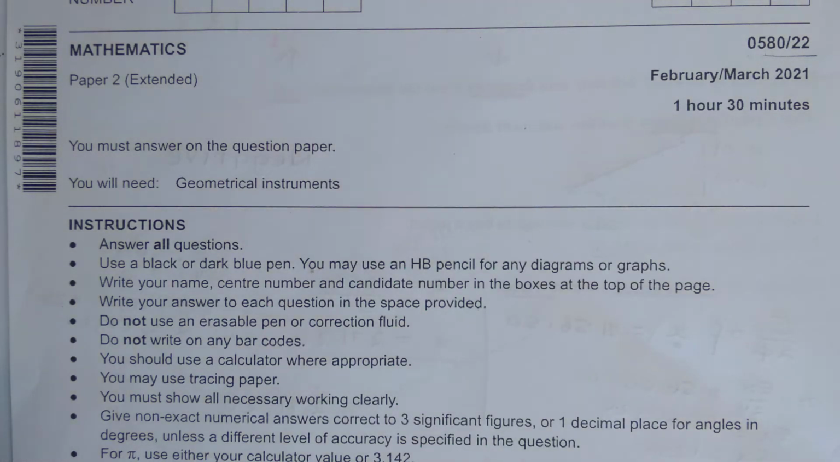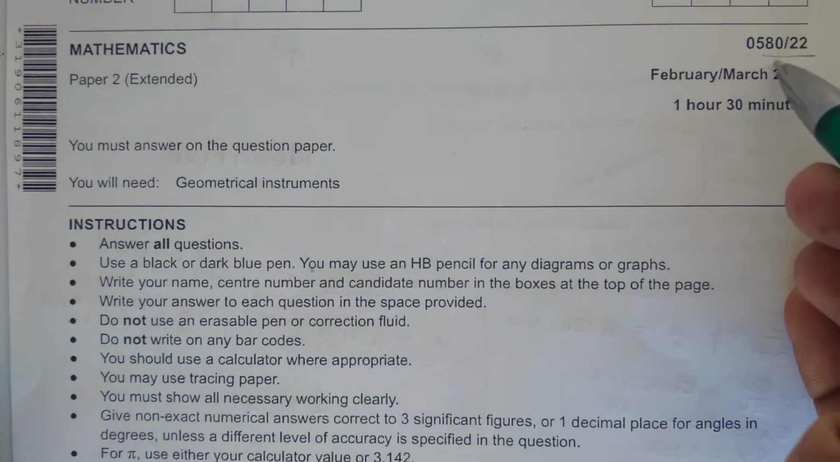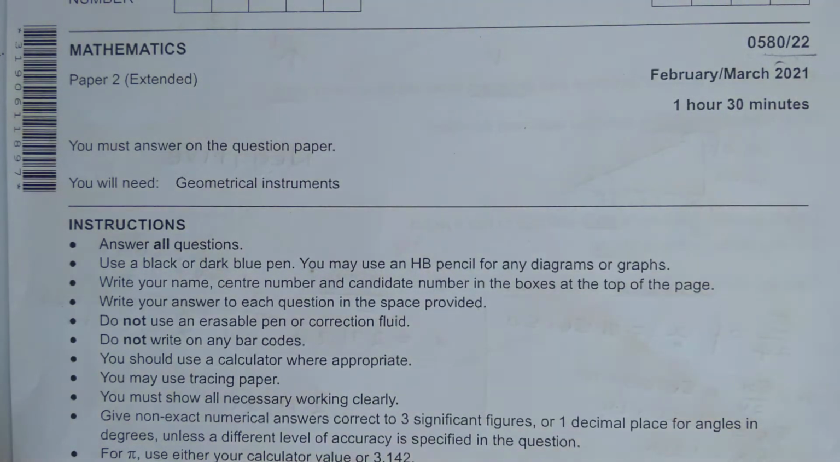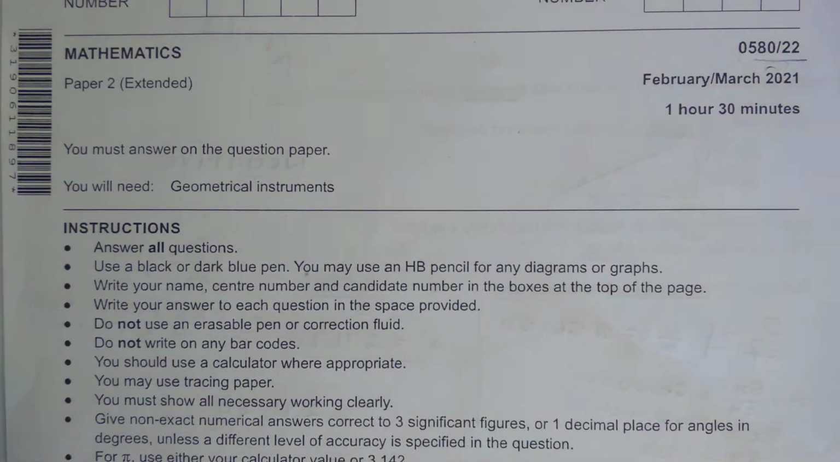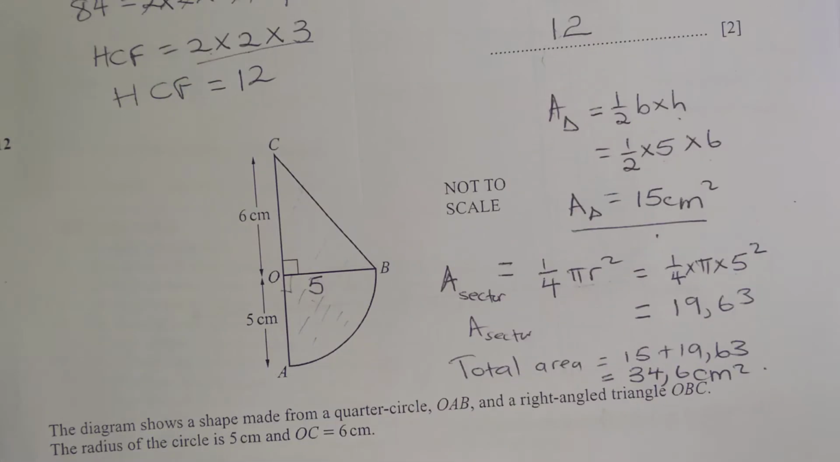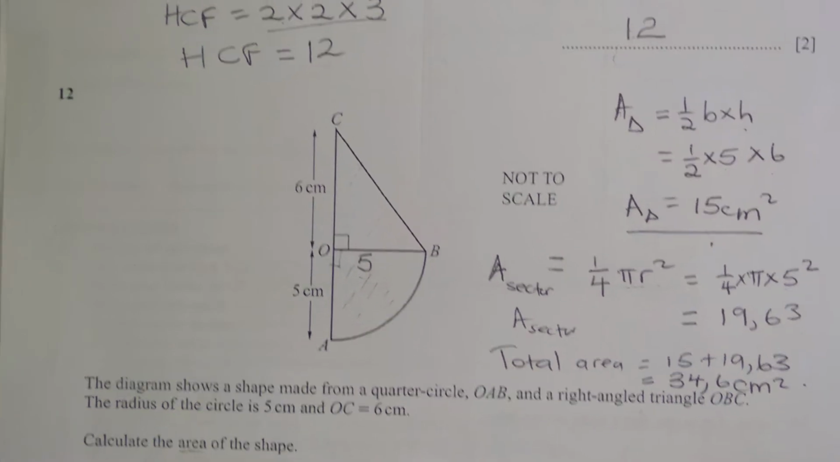So in this video, I am going to go ahead with question number 12 right through the end of the question paper. And the paper is 2021, February, March exam, paper 2, that's version 2, written down there. So I've already done number 12. I'll just go ahead and explain, and then we move on to the next question.